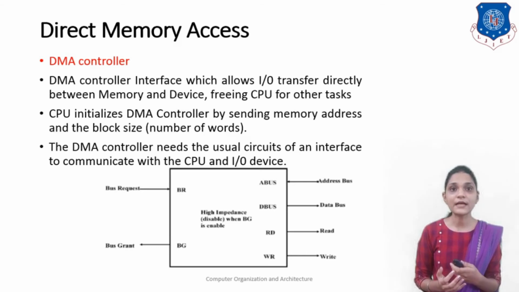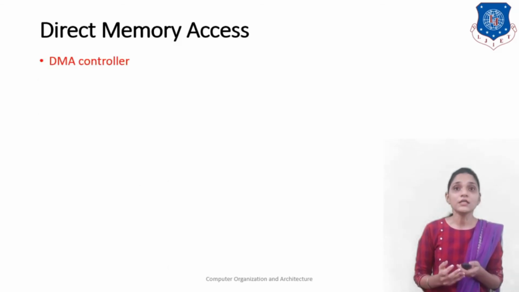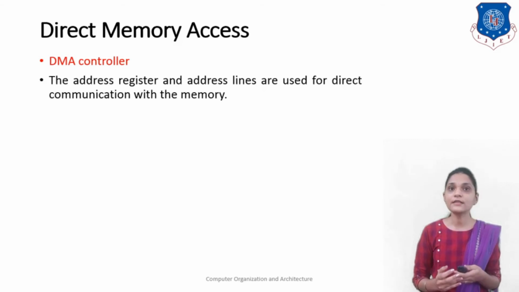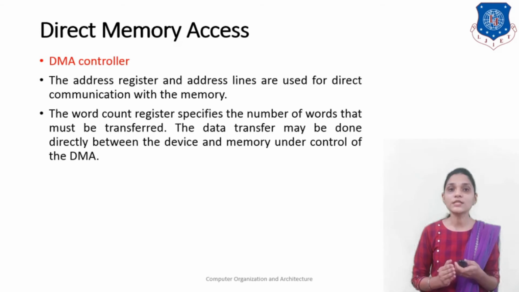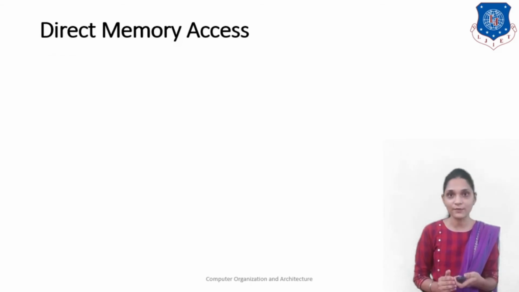Here, when the bus grant is 0, at that time this controller will be in the high impedance state. It will work only when the bus grant is activated. The address register and the address lines are used for direct communication with the memory. The word count register specifies the number of words that must be transferred, and the data transfer may be done directly between the device and memory under the control of the DMA.